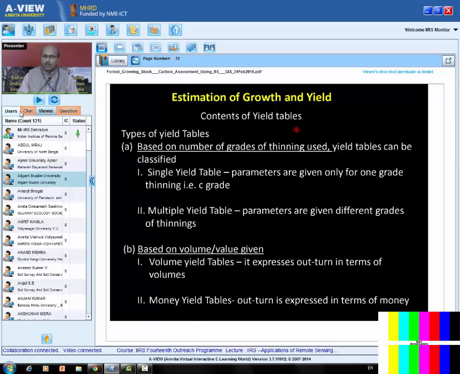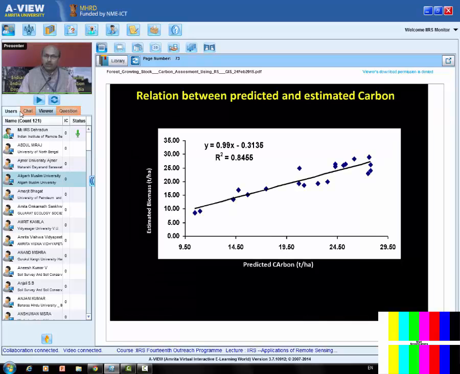And these are some of the other contents which are available, based on the number of trees or grades in that particular area, thinning. So you can have a single thinning yield table, or you can have multiple yield tables depending upon the applications. They are all given there. Similarly with volume, you can have volume yield tables, and you can have monetary yield tables also, showing how much money you are going to get out of that. So that is also given.